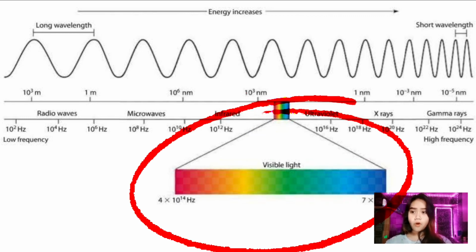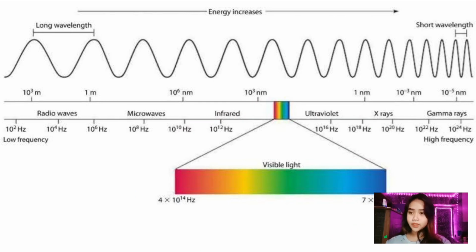Likewise, with the order of colors of visible light, they are ranged from lowest to highest frequency. Red has the lowest energy and frequency, while violet has the highest energy and frequency. Lastly, we have the gamma rays, which have the highest frequency but the shortest wavelength.